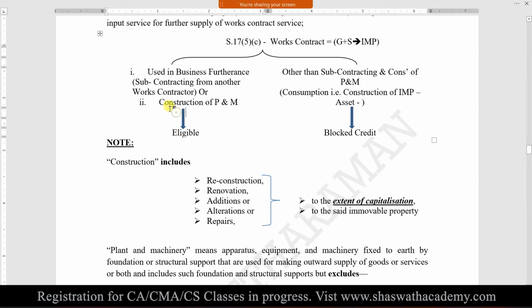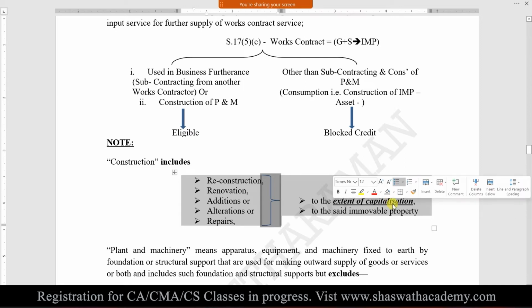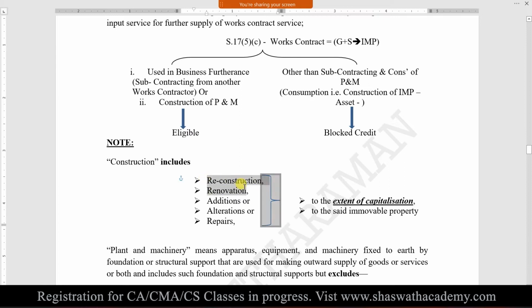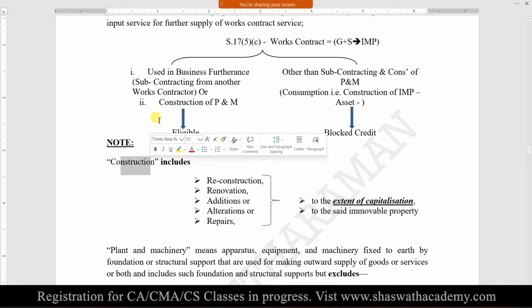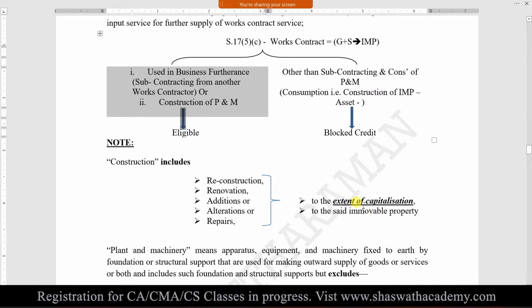Sir, or for example, construction of plant and machinery. First, what does this word construction mean? You do anything, but only to the extent of capitalization of an immovable property, you can call it construction. It may be a construction, a reconstruction, a renovation, an addition, an alteration, repairs, it may be anything. But to call it a construction for this purpose of eligibility, it has to be capitalized as immovable property in the books of accounts.